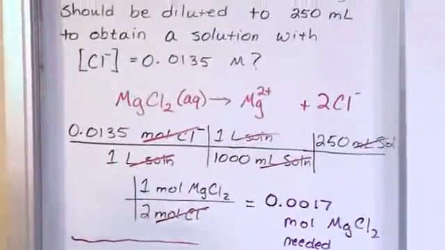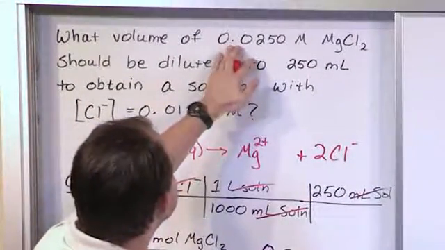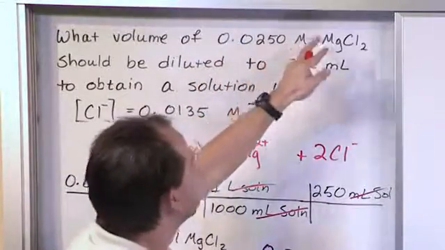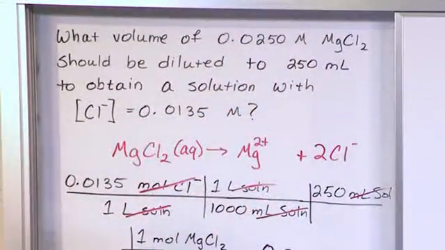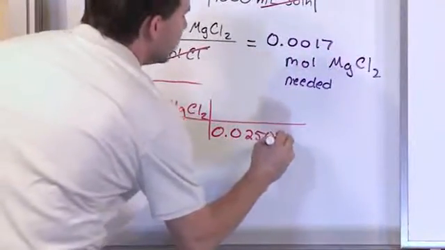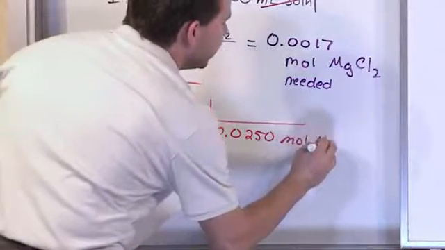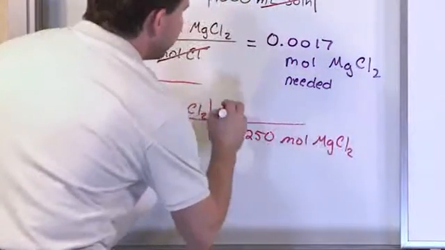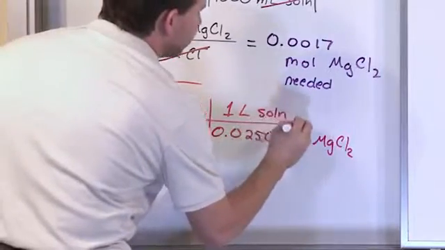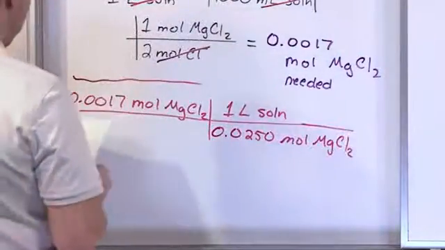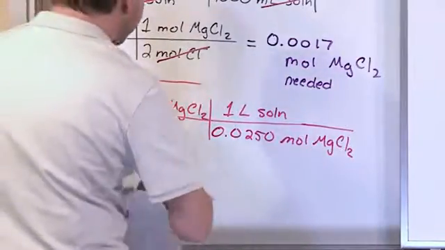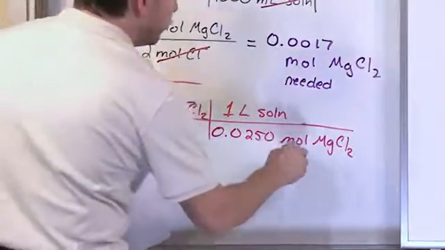Now, what else do I know? Magnesium chloride. I know my solution concentration of the original stock solution is 0.025 molar, which is moles per liter of magnesium chloride. So I could say 0.0250 moles of magnesium chloride for 1 liter of solution. All right, 1 liter of solution. So what I can do is then cancel this with this.